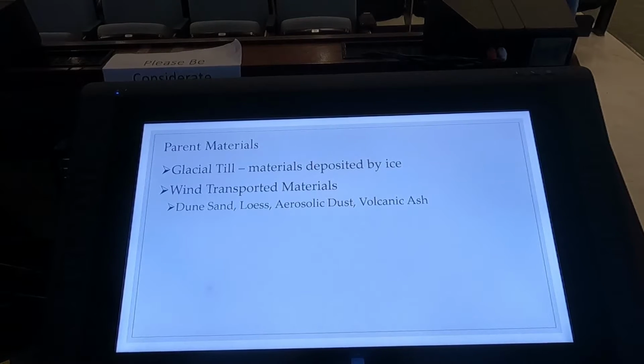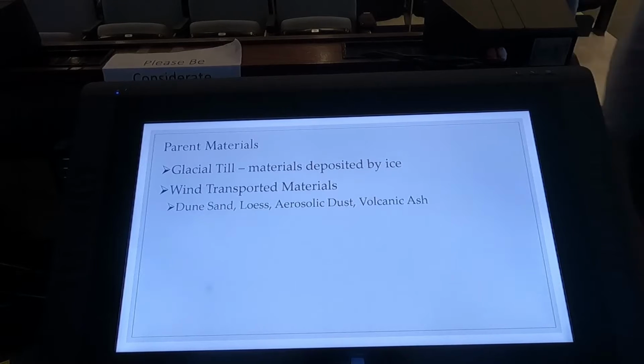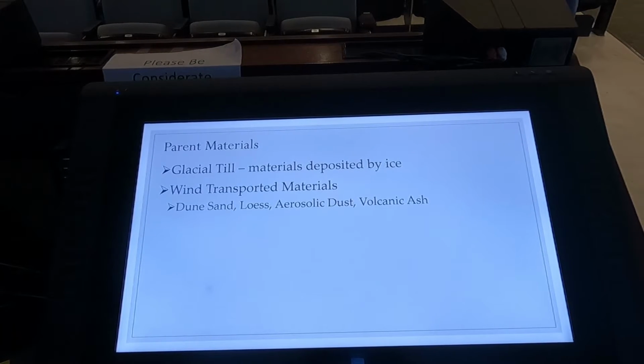Glacial till, materials deposited by ice, because glaciers, right? So anything that was kind of frozen in that glacier, the ice melts, leaves that material there. Wind transported materials, you'll primarily hear this as loess, L-O-E-S-S. And so in the Mississippi Delta, at some point in time, the landscape turns into a hill. And that is where the loess winds picked those materials up and then deposited them on top of each other and formed those hillsides.